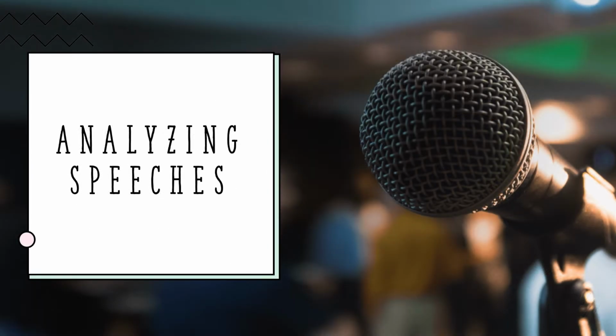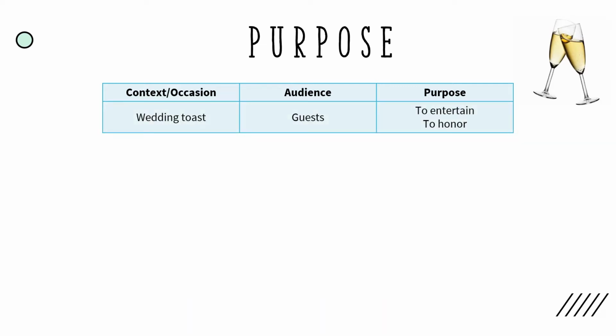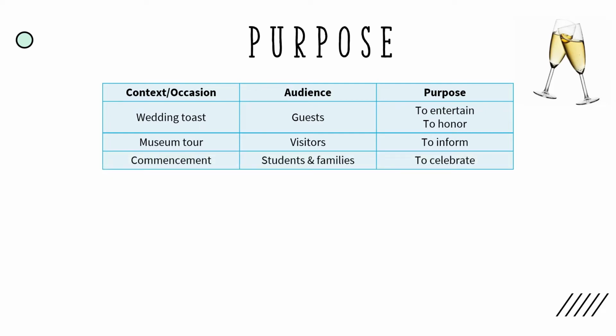Let's start by talking about analyzing speeches. The purpose of speeches varies depending on the contextual situation or occasion and the audience. For example, the best man at a wedding might make a toast to both entertain the guests and honor the union. A tour guide at a museum often prepares a speech that informs visitors about a particular exhibit. And a commencement speech is often given in front of students and their families to celebrate academic achievements.